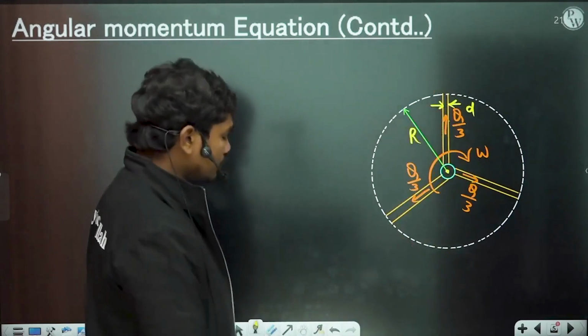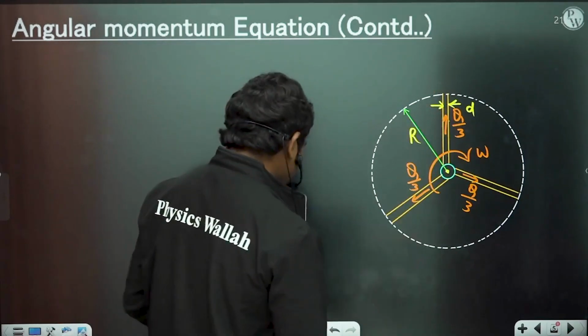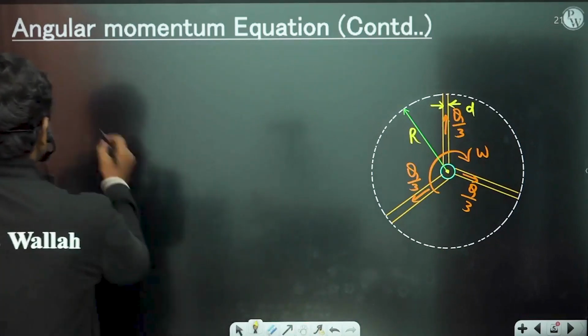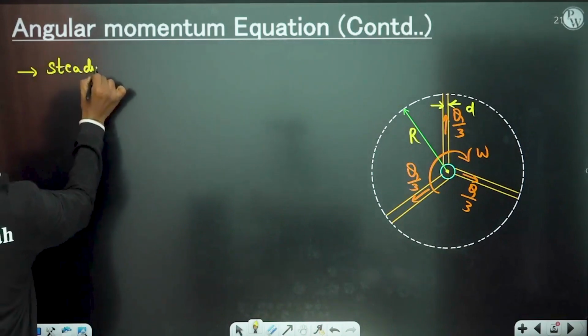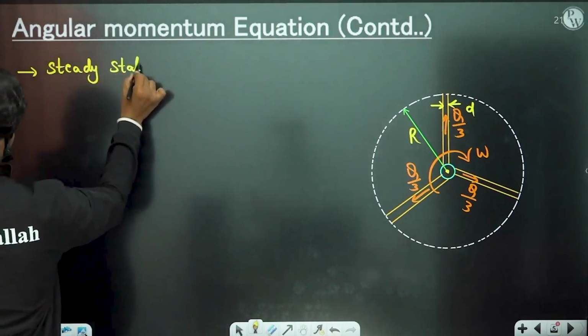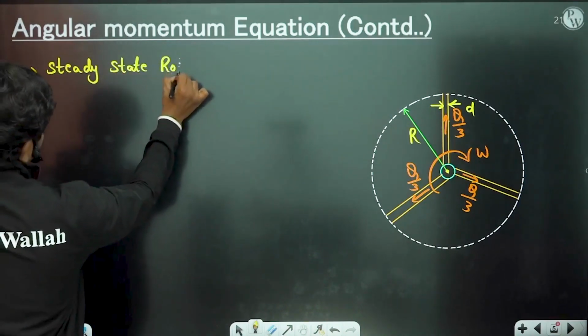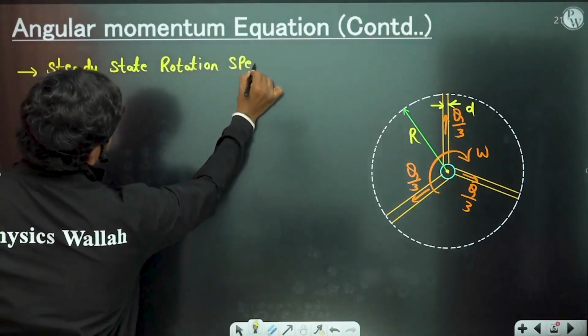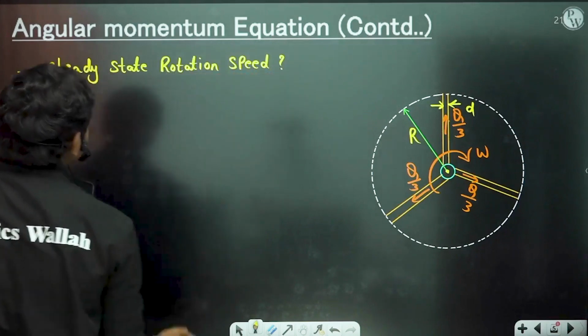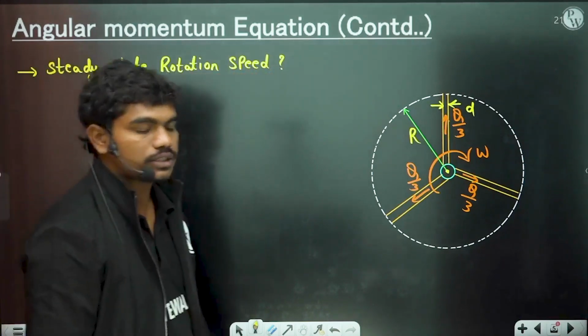Now, if you see, for example, the net torque acting on the sprinkler is 0. Basically, if I ask you what is the steady state rotation speed, let us suppose I ask you what is the steady state rotation speed here.